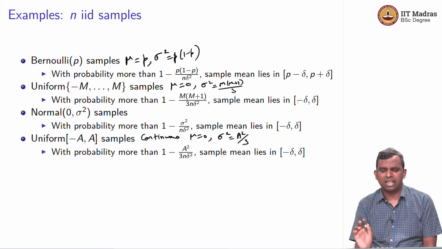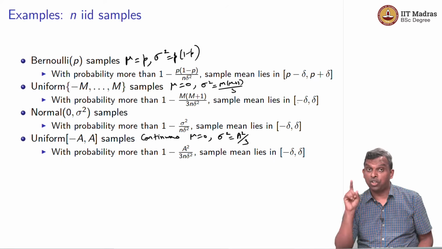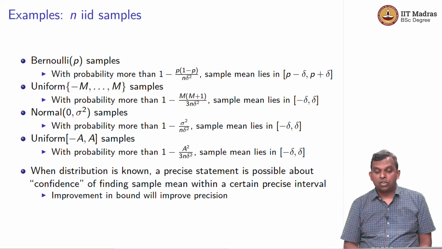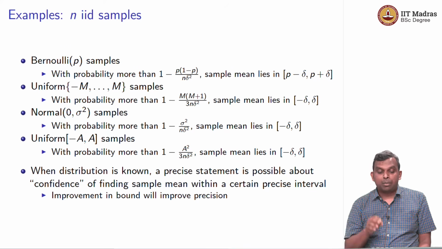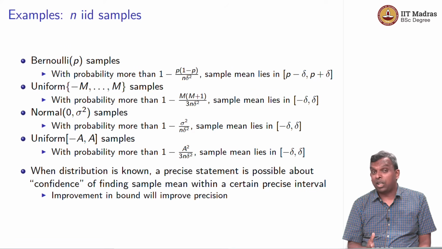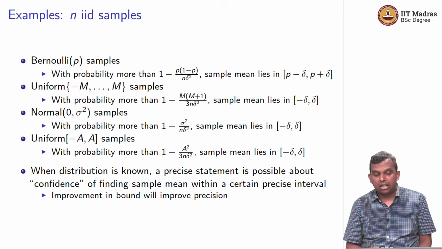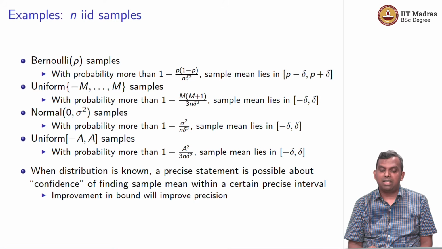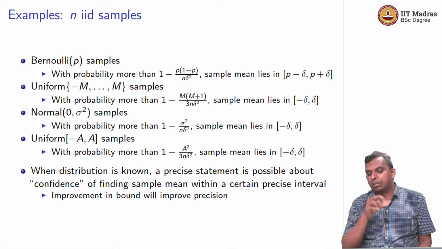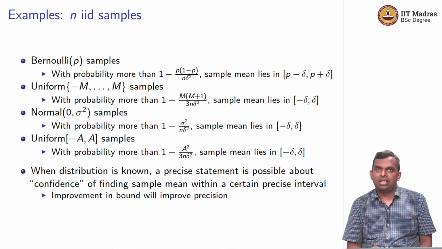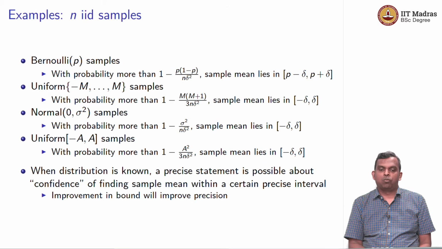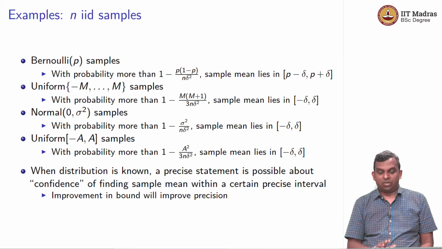So you just plug it in, you get the answers, right? Distribution is known. Remember, distribution is known. So when the distribution is known, you can make a precise statement about your confidence. The bound can be improved to make your confidence more precise, but the precision is okay to whatever extent we are able to precisely say where I expect my sample mean to be. My sample mean is, with some confidence, expected to be within some delta of the actual distribution mean. When the distribution is known, this is very nice.